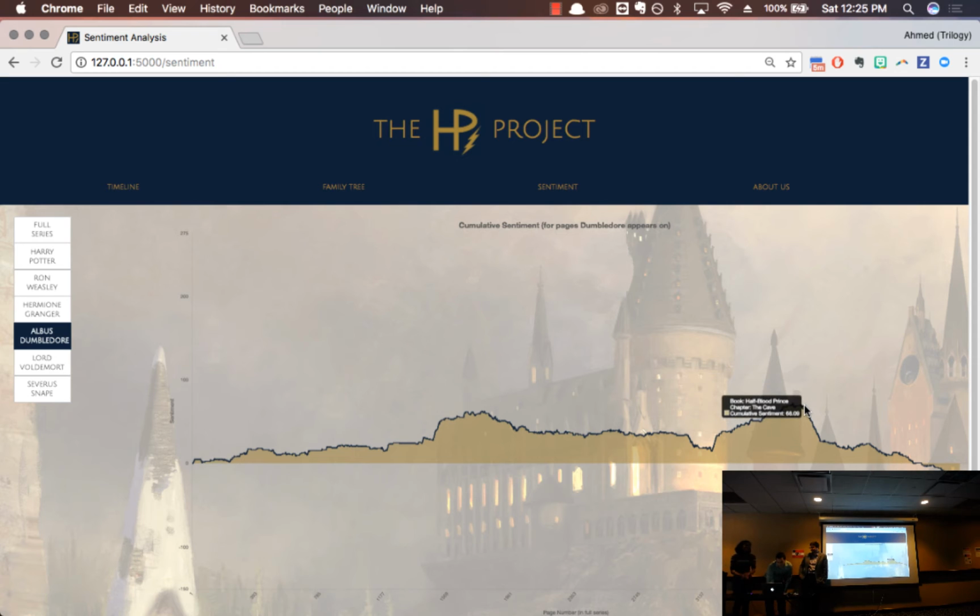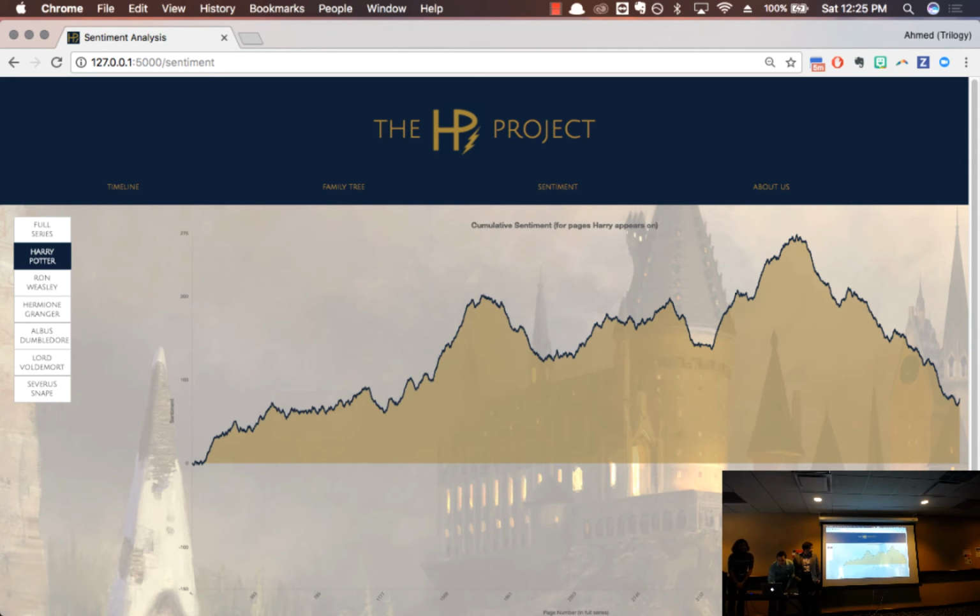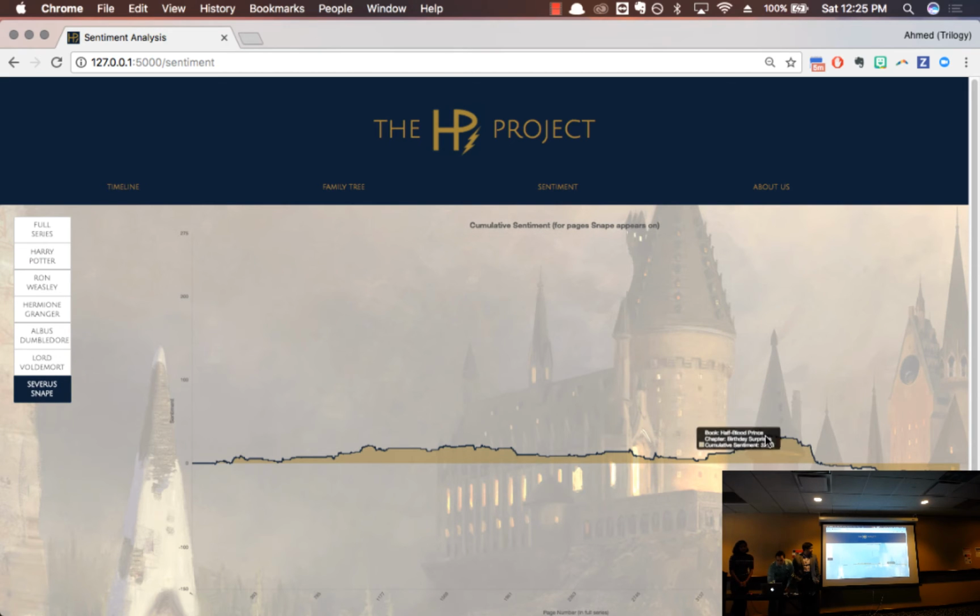Spoilers. Right here, he's mostly positive throughout. He has a few dips, but throughout the last book plus a few chapters, it is a steep downward slope and then a consistent downward slope afterwards. There's a major event that happens right here that you can guess, but it affects more than just Dumbledore. If you look at Harry, the same trend: a steep downward slope, and his is still steep afterwards. Snape, his graph is a little shrunk, but it's the same trend in the same chapter. It's steep and then a steady downslope.